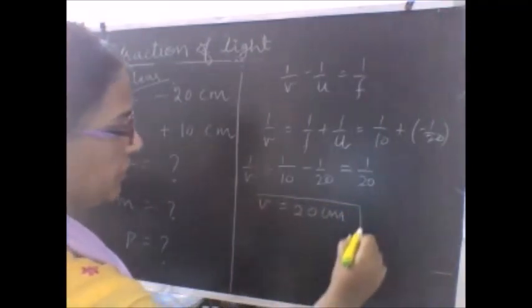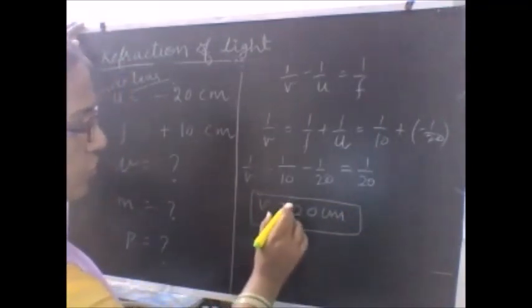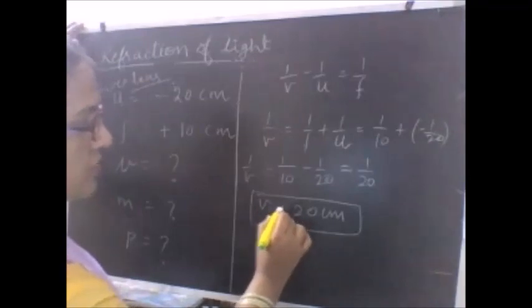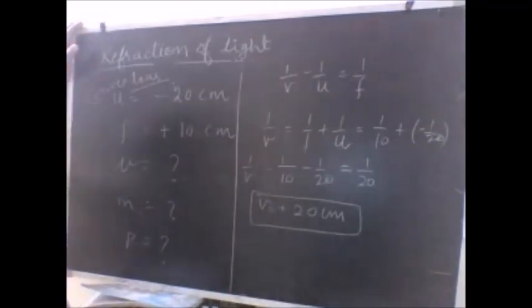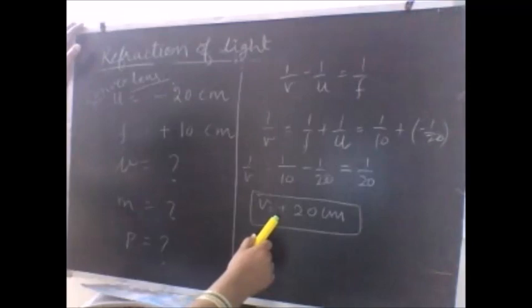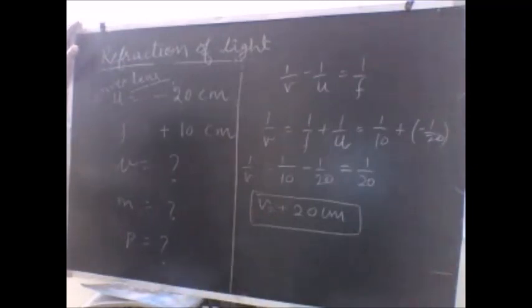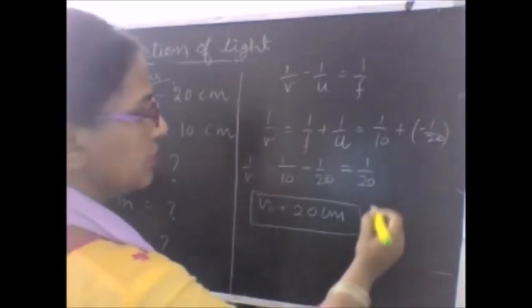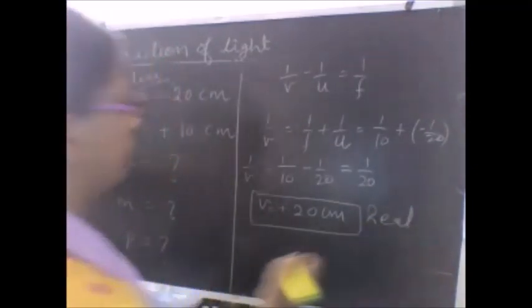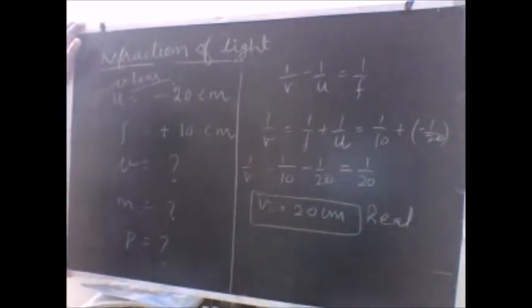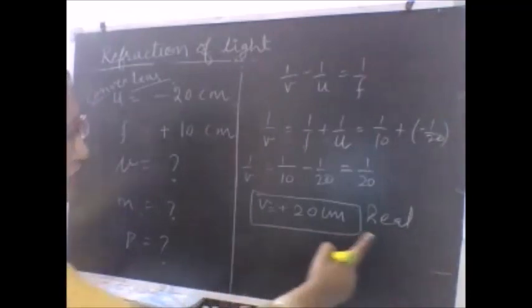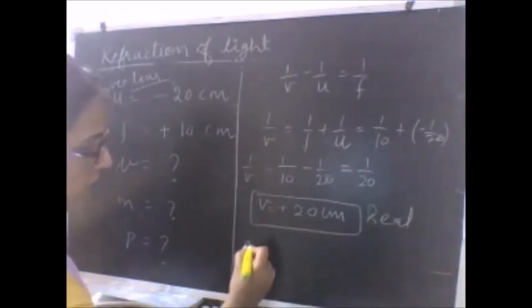What does this mean? V is equal to plus 20 centimeter. That means the image is formed in the direction of the incident light ray and a real image is formed. When you are getting a plus sign with the image distance, that always means that the image is real. So it is a real image which is formed. Let us find out the magnification. The formula for the magnification is known to me. I can complete the nature of the image after finding the magnification.